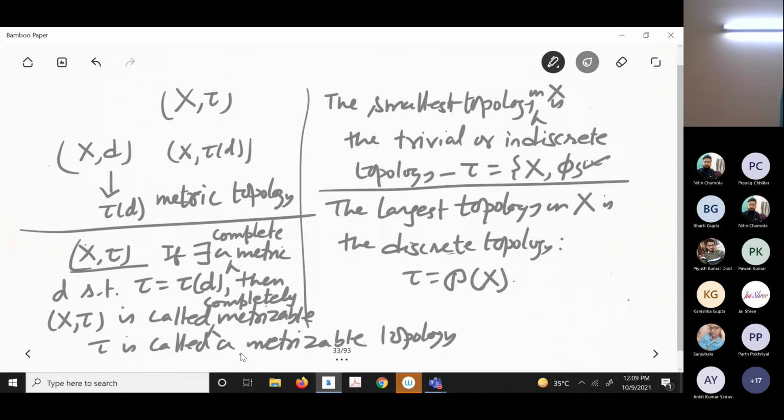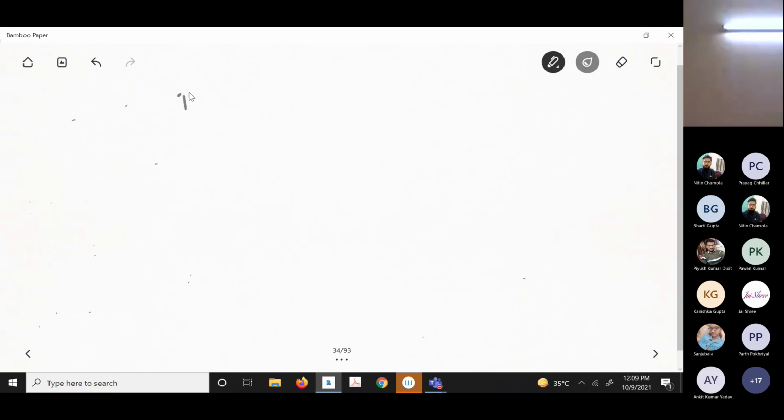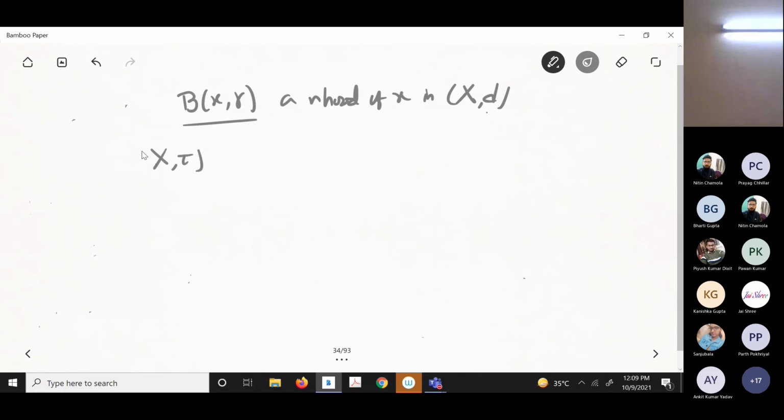And then I told you how to generalize this concept, because this is a neighborhood of x in a metric space. That means you have a distance metric, but in a general topological space you do not have that concept. Then we'll take any open set U. U is open is the same as U belongs to tau, that is, U is open in (X, tau).